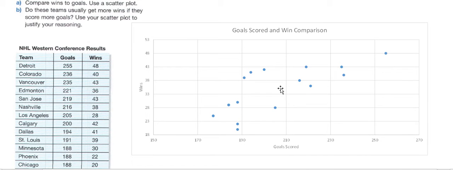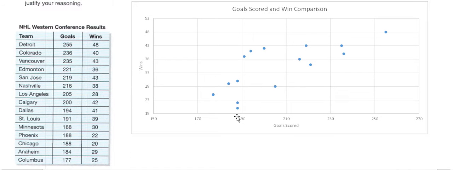Here is my scatterplot. On the scatterplot, you can see I've labeled goals scored on the x-axis or horizontal axis. I've labeled wins on the vertical axis or the y-axis. Every one of these blue dots represents one of these teams. We can find which blue dot is which team by looking at the corresponding number.